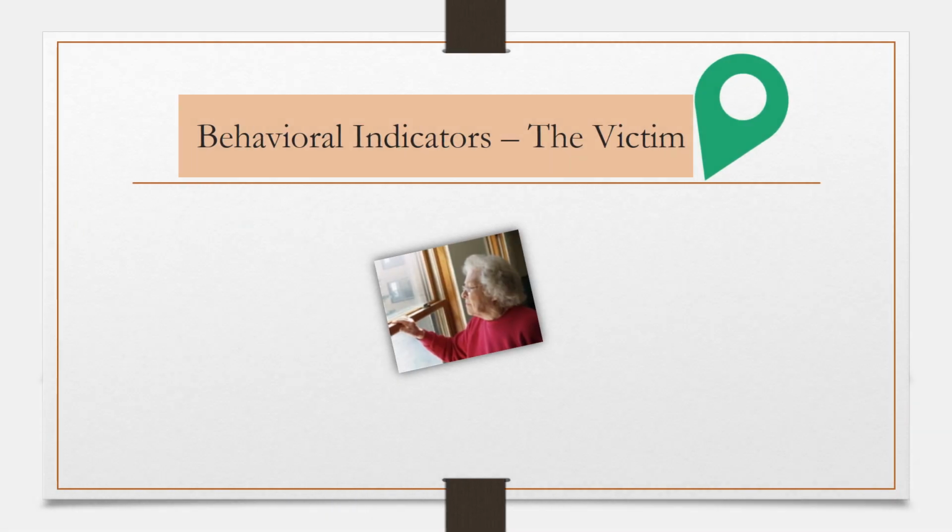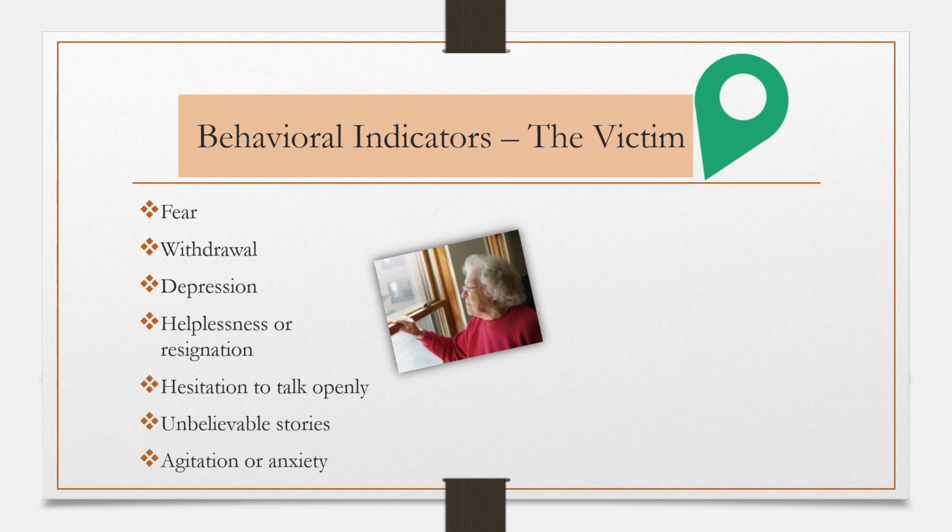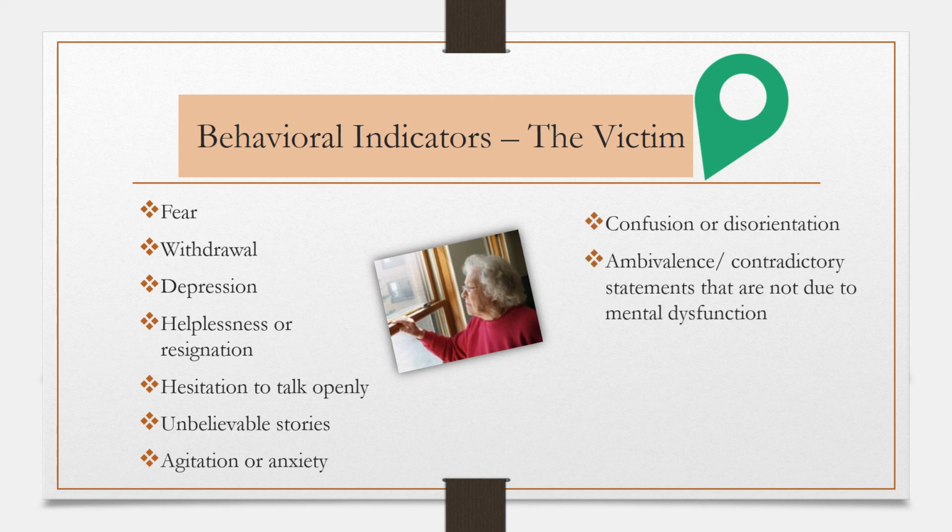Behavioral indicators of the victim include fear, withdrawal, depression, helplessness or resignation, hesitation to talk openly, unbelievable stories, agitation or anxiety, confusion or disorientation, ambivalence or contradictory statements that are not due to mental dysfunction, anger, denial, non-responsiveness.